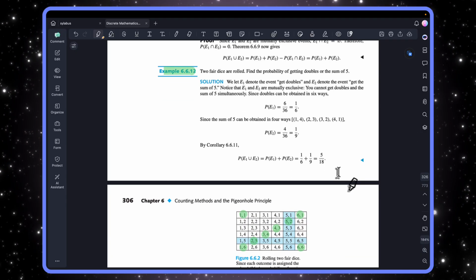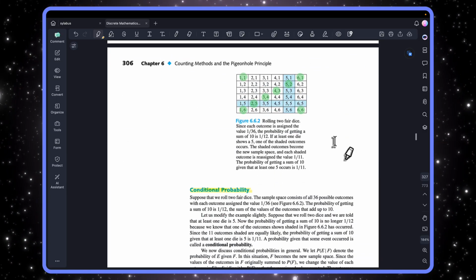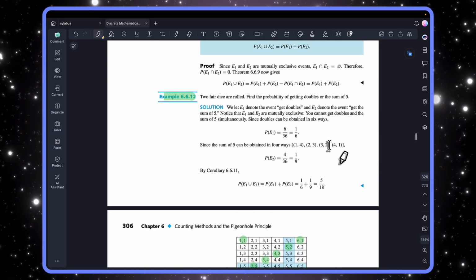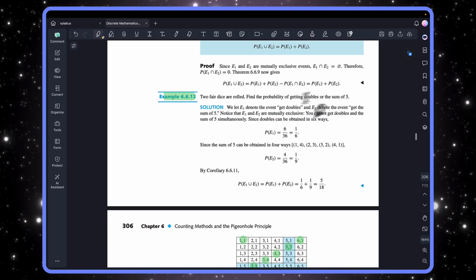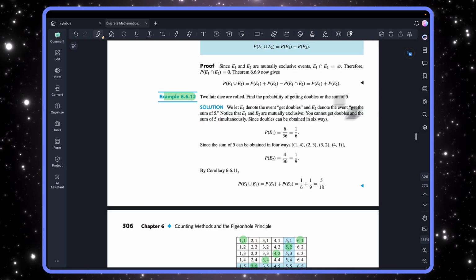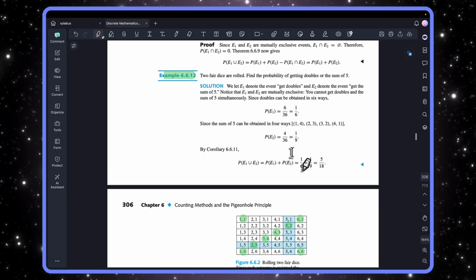Okay, let's take a look at this example here. So let's see, where are we here? Okay, here we go. Two fair dice are rolled. Find the probability of getting doubles or a sum of 5. So we did this problem, right? Now let's take a look at this.